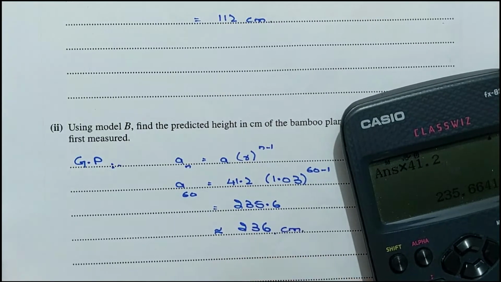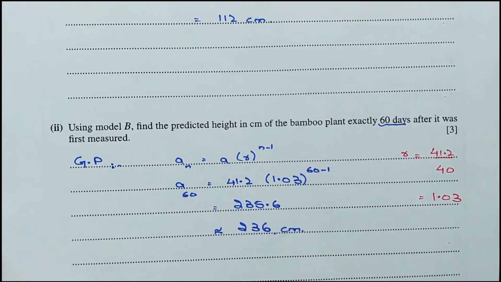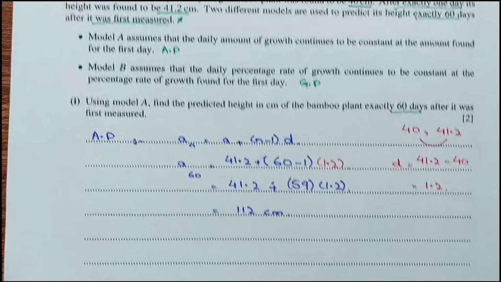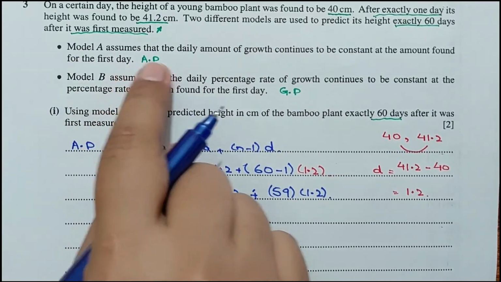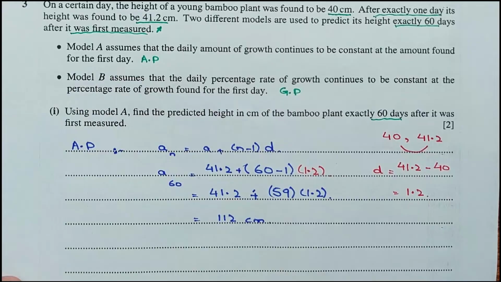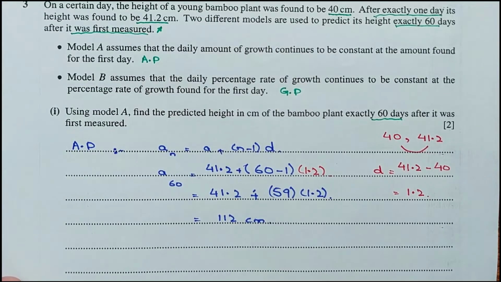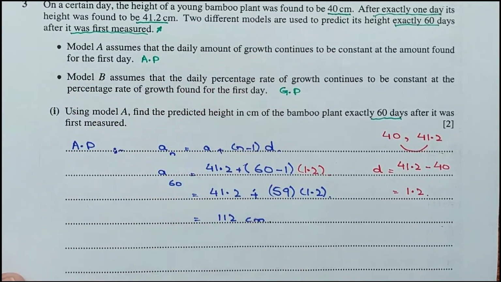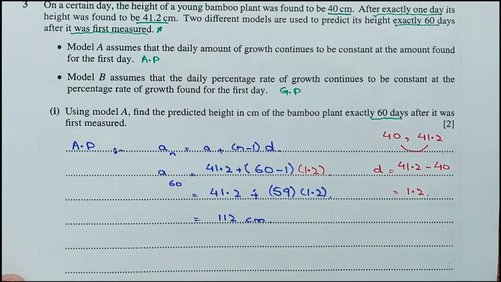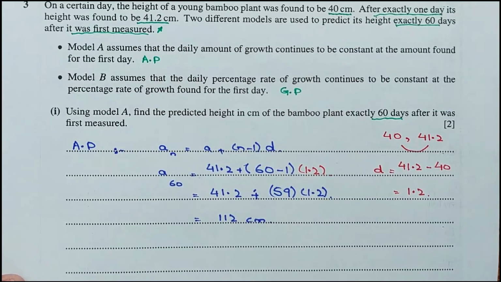centimeter. Okay, this was an easy question, but the main concept in this question is, as you can see from model A and model B, we can easily predict that A is an arithmetic progression because it is increasing at a constant rate, meaning the difference between the terms is the same, and B we can easily get from the percentage rate of growth, a geometric progression. But the main concept is which is the first term.